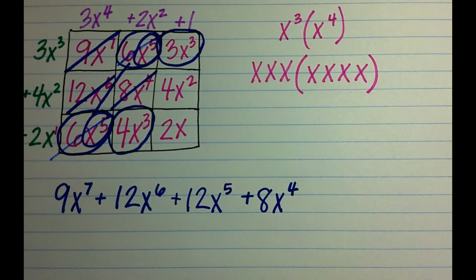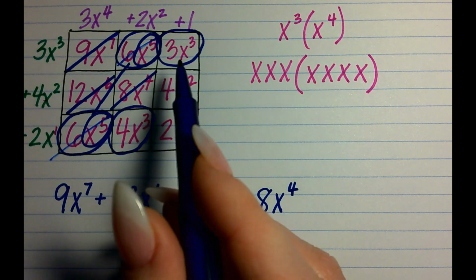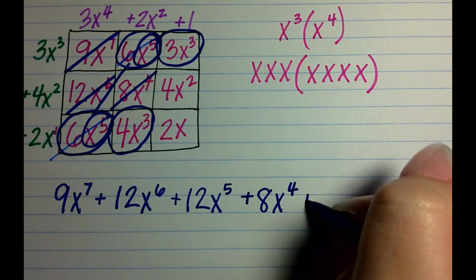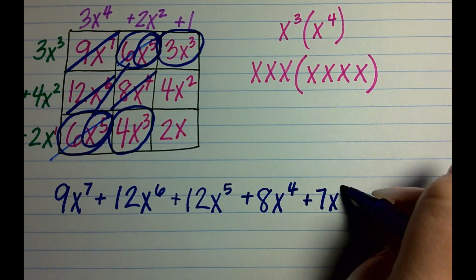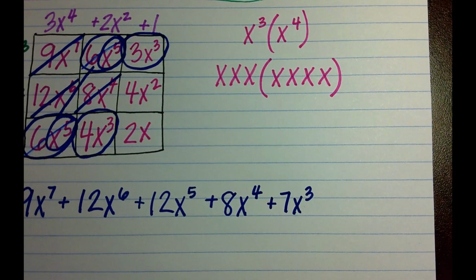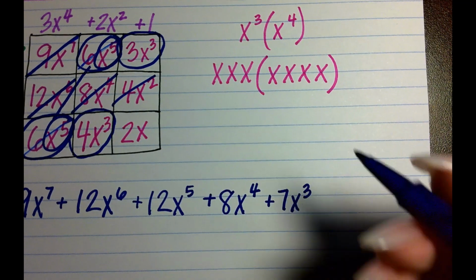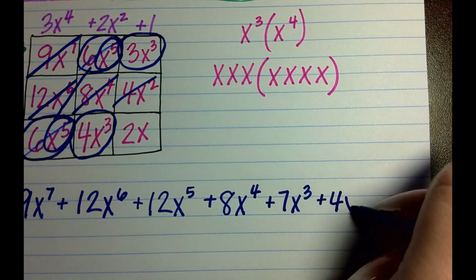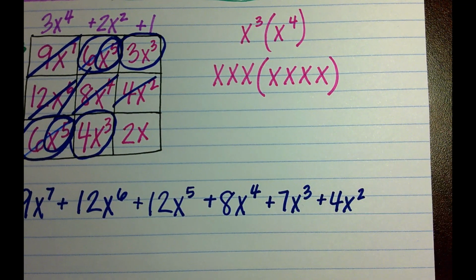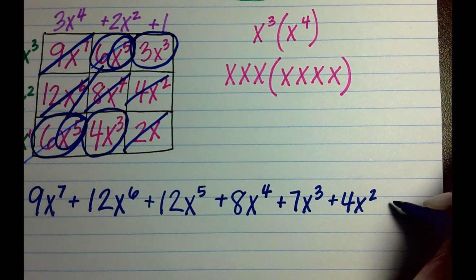So when we combine like terms, we add. What is 4x to the 3rd power plus 3x to the 3rd power? Seven. Plus 7x to the 3rd power. Good. We've got 2 left. 4x squared, or to the 2nd power. Plus 2x.